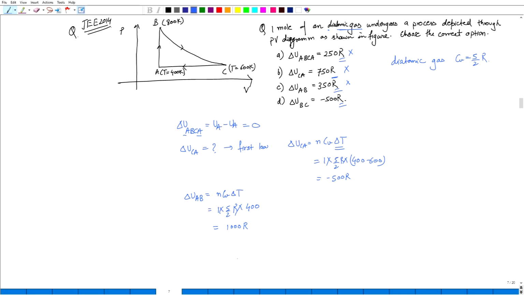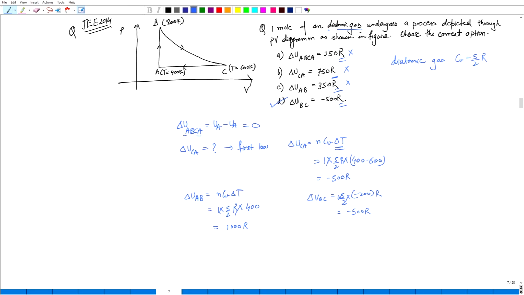So if all 3 options are incorrect, then you don't need to find this. This is correct, but to check it, let's find delta U BC. So 1 into 5 by 2, I am directly writing, into CV delta T, which is 800 to 600. So that is minus 200. So that is minus 500 R. So the correct option is this.